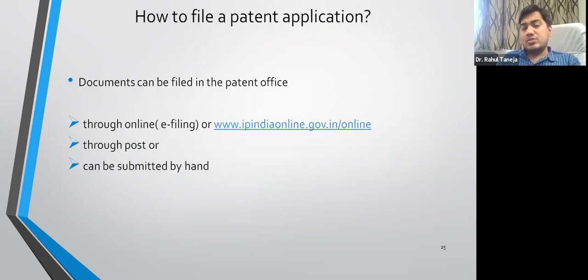How to file a patent application? You can submit a patent application in three ways. Either you can submit by the online mode. You must have a class 2 digital signature for filing the patent application. You can submit by post also, and you can submit by hand also.